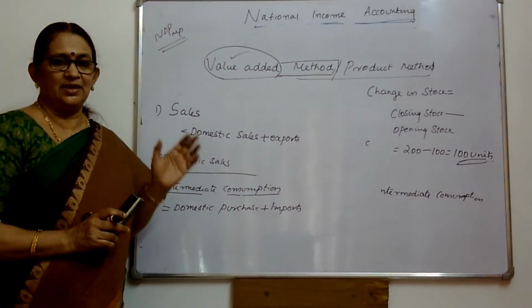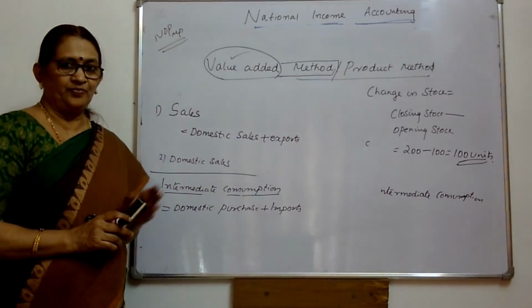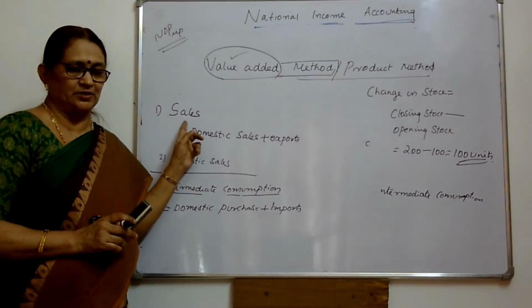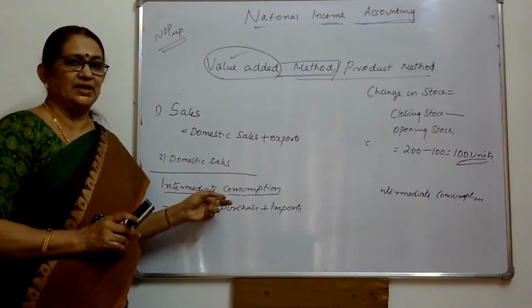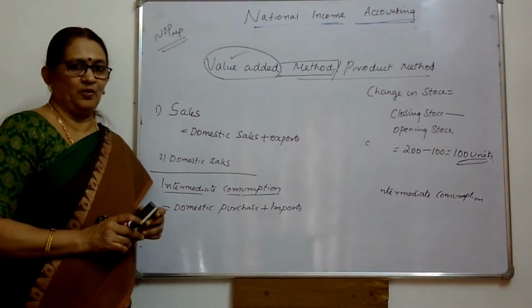Okay. So, sales plus change in stock, closing stock minus opening stock, minus intermediate consumption. So, sales is domestic sales plus export. Intermediate consumption is domestic purchase plus imports.